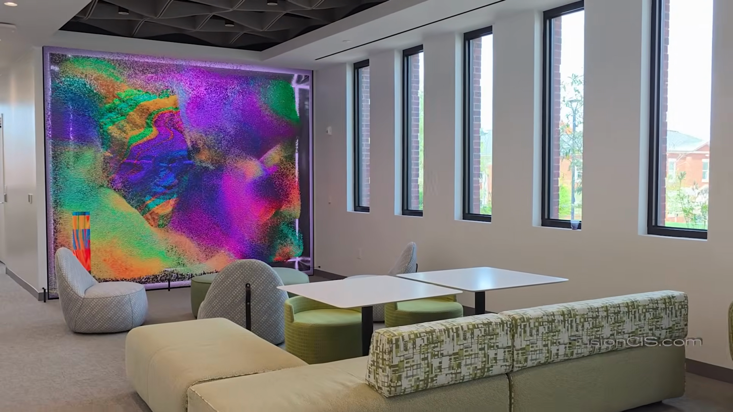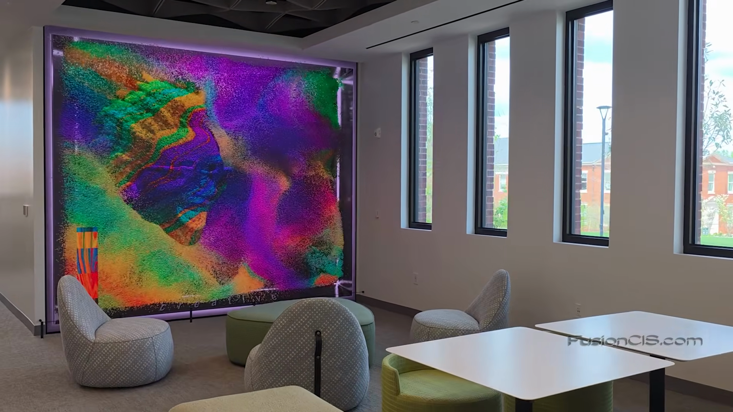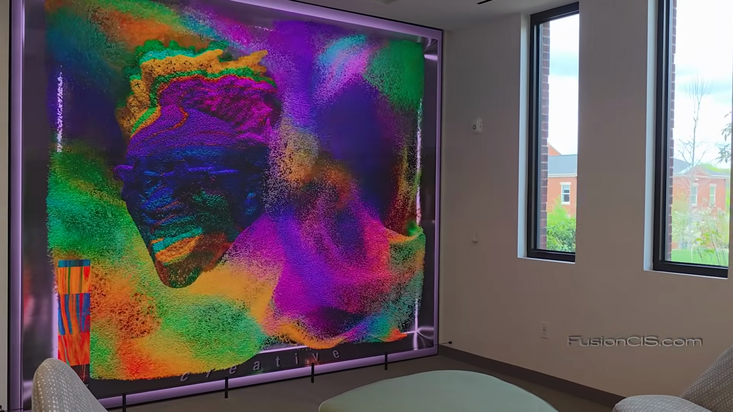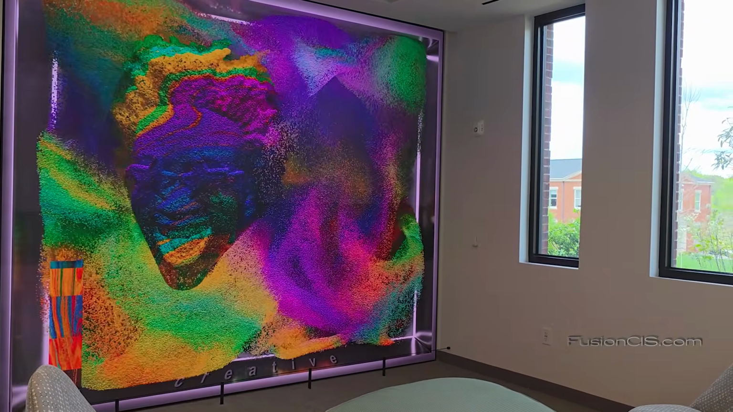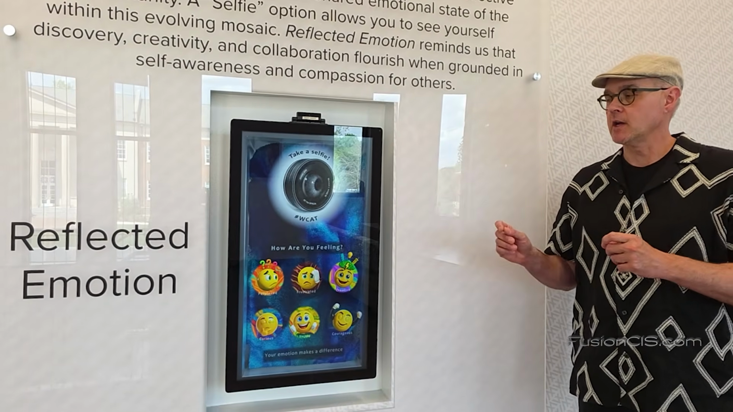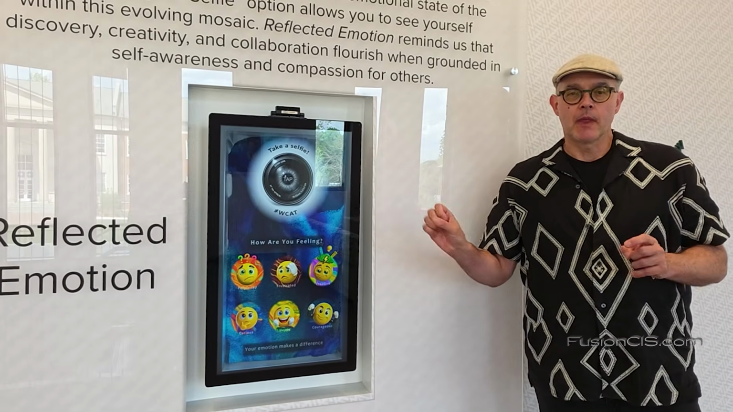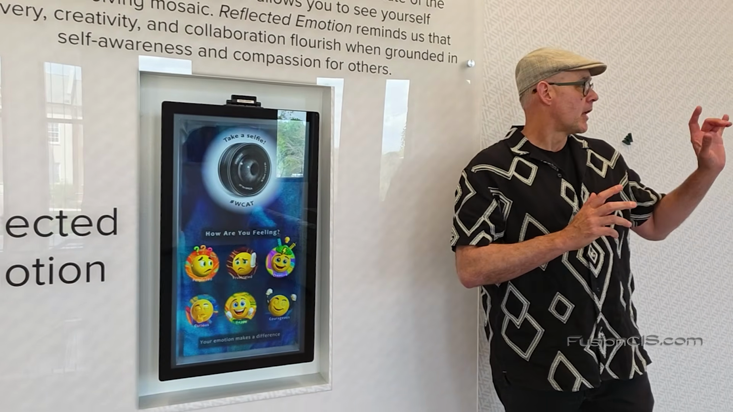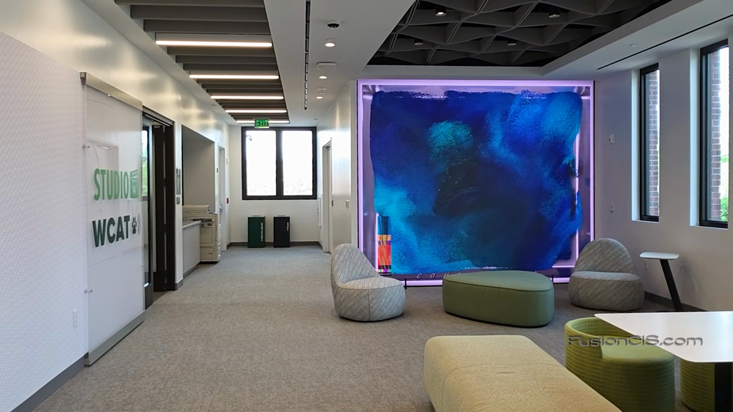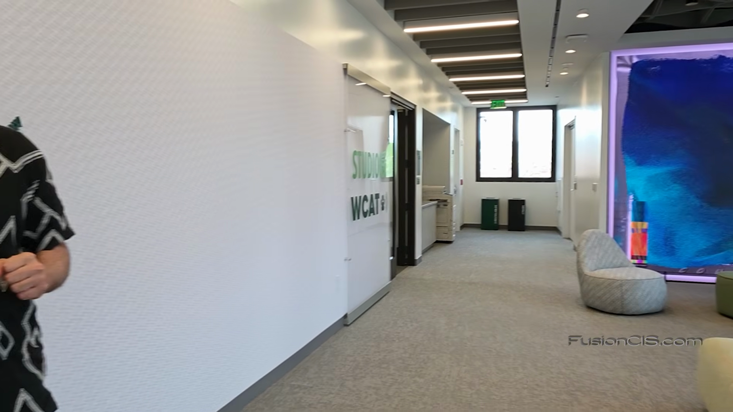Reflected Emotion is an installation that we recently installed at the Blake Innovation Center. I wanted to talk today a little more about the back-end technology that's driving the whole system. The system consists physically of a touchscreen display that controls the LED video wall over there, where the visuals are being driven by a media player behind the video wall.